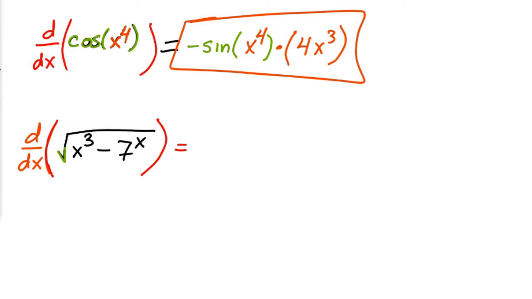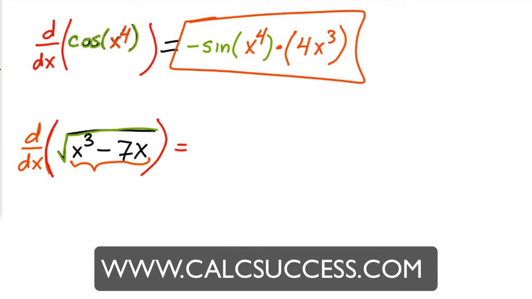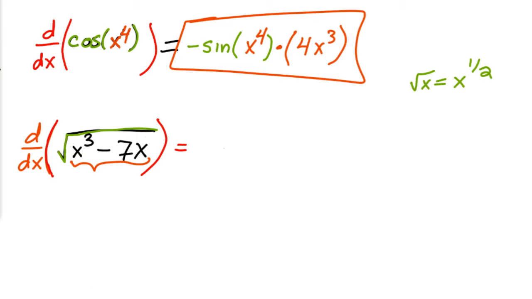Okay, so in this next example, we've got the outside function again, and then the inside function is this guy right here. Sorry, I made a mistake here. This guy is 7x. Okay, so we've got the square root of x to the third minus 7x. So the square root is the outside. Now you can either do square root of x is x to the 1/2 and do it that way, but I like doing the other way that we talked about earlier.